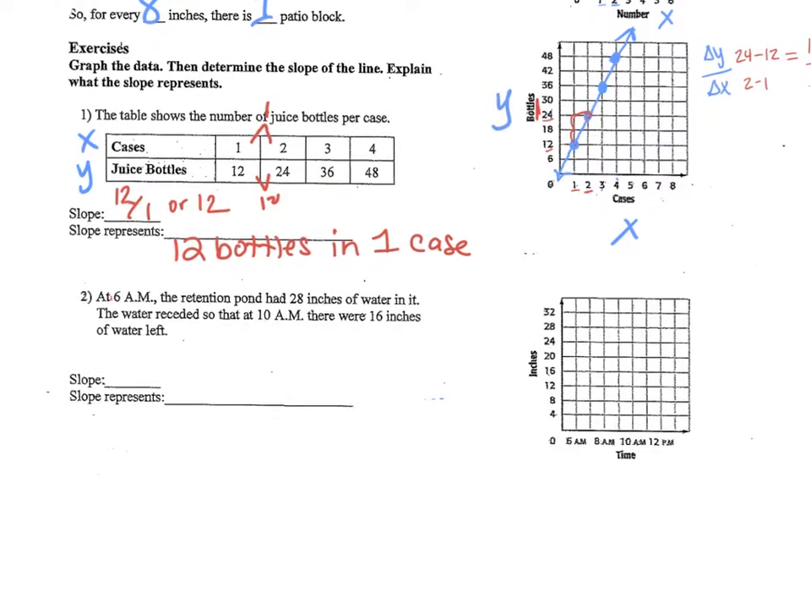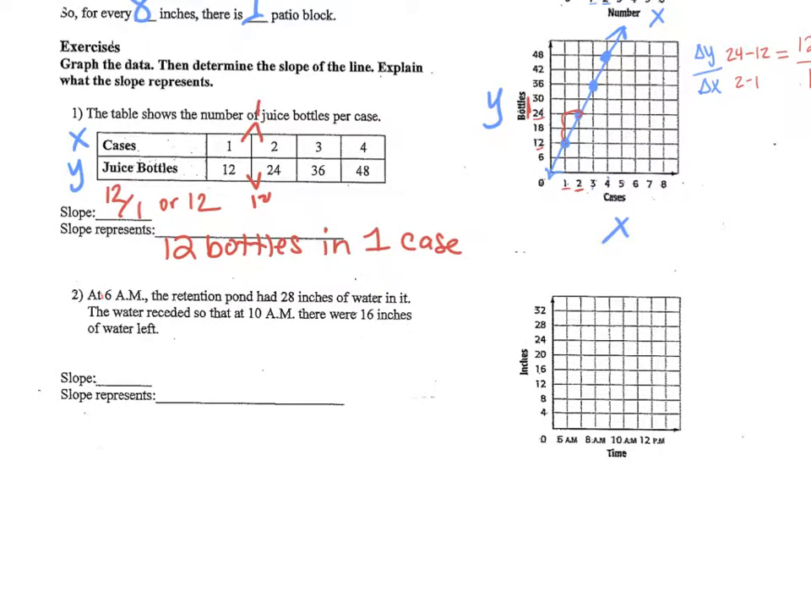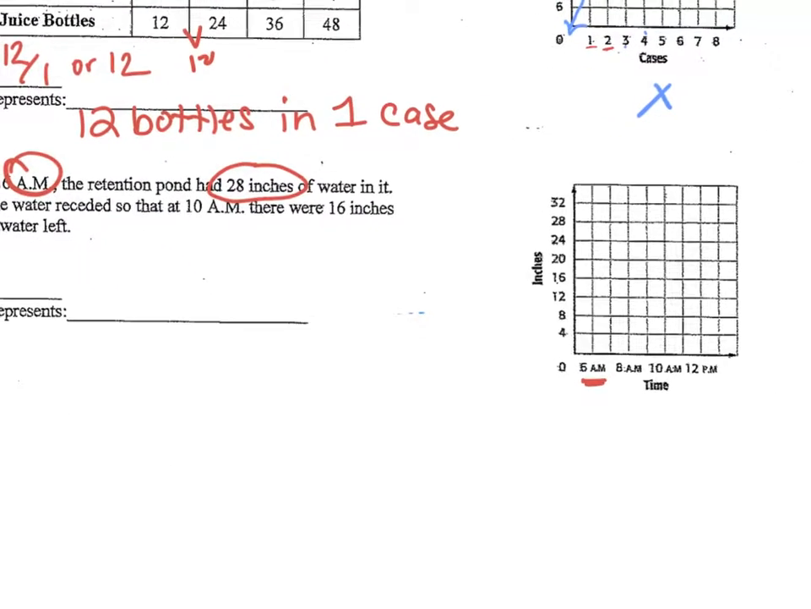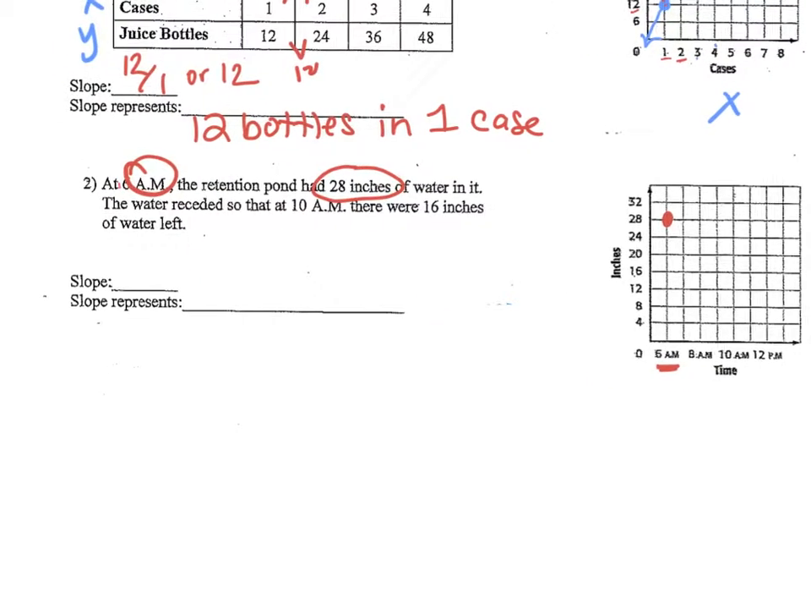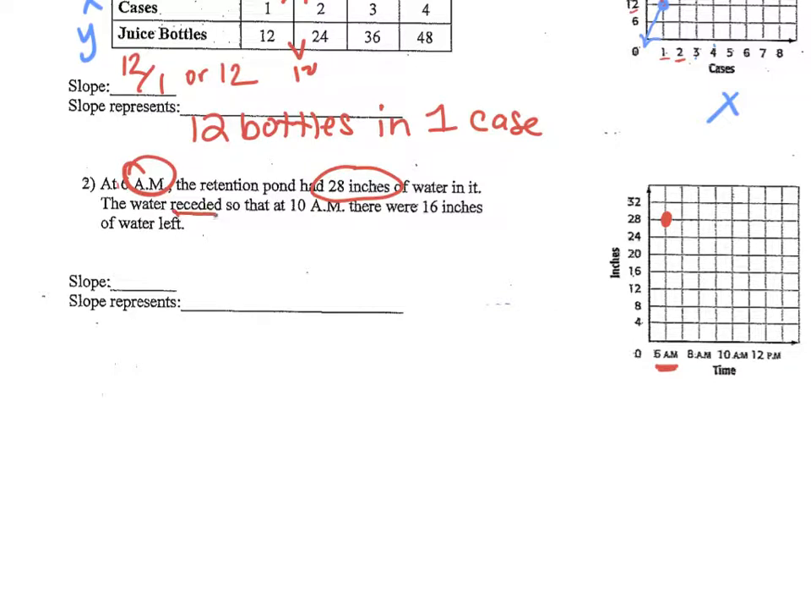Okay, then the one at the bottom is a little bit different. They don't give us a table, but they still give us enough information. We can make 2 points and find our slope. So number 2, at 6 a.m., the retention pond had 28 inches of water in it. So at 6 a.m., make your point at 28 there. Then the water receded, which means it's going down. Think about like a receding hairline, it's going away. So at 10 a.m., there were 16 inches. So at 10 a.m., we want to put a point at 16.